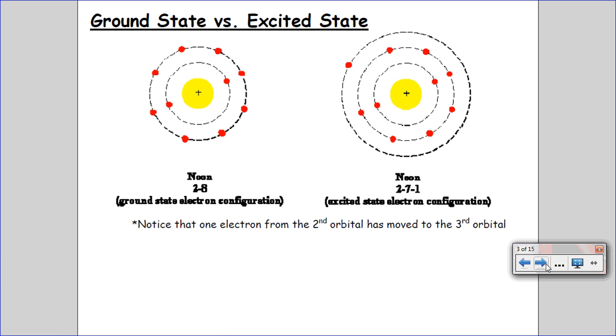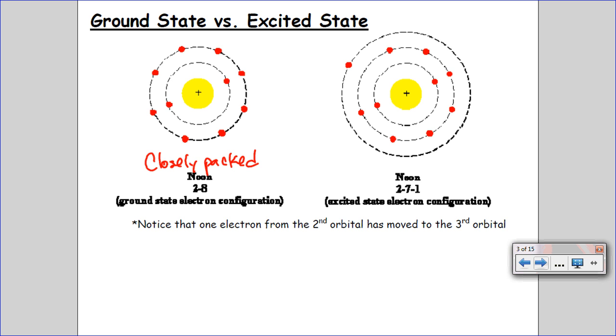So, ground state versus excited state. Neon, the ground state electron configuration right here: 2, then 8. 2 electrons in the first principal energy level closest to the nucleus, 8 electrons in the second principal energy level slightly outside of the nucleus. That is as closely packed as those electrons can get. This is closely packed.